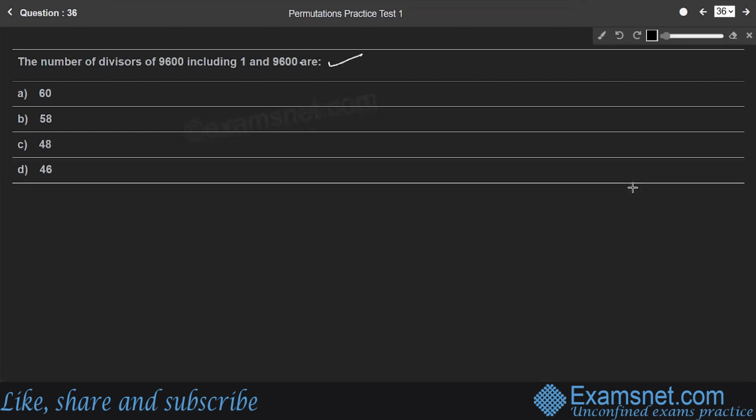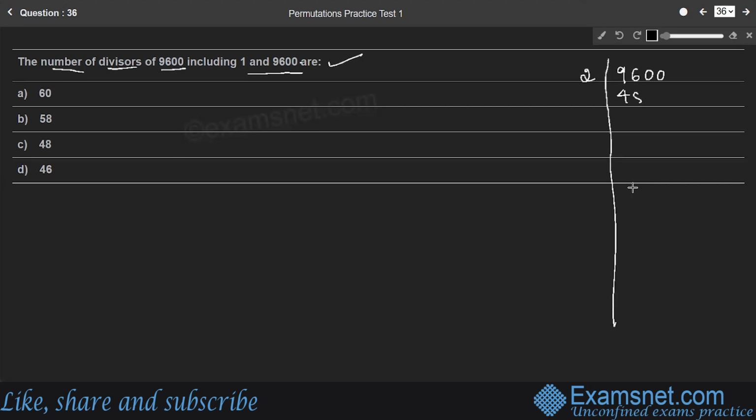Question number 36. The number of divisors of 9,600, including 1 and 9,600, are. So here, students, we need to find the number of divisors of the given number. For that, we are going to take the factors of 9600. So how to find the factors? By the division method.